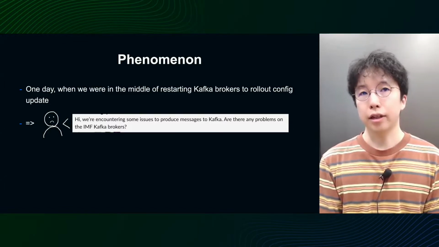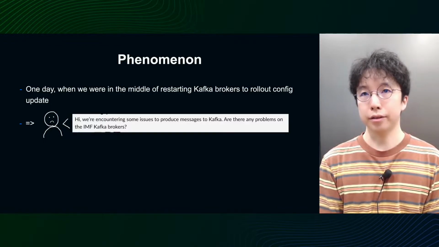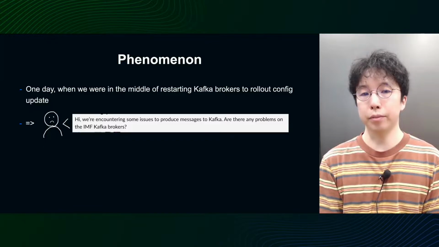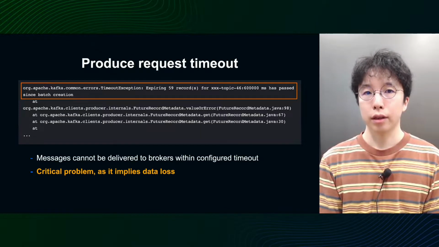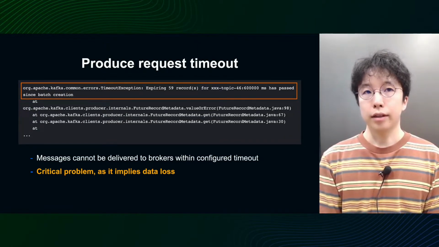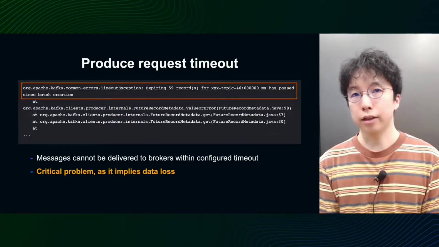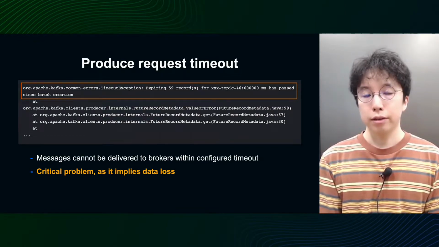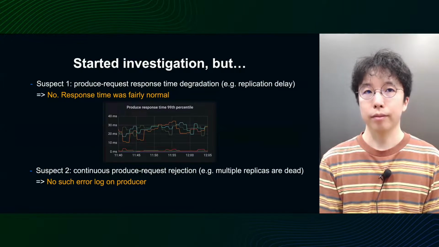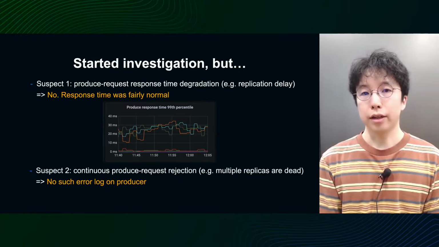One day, we were doing a rolling restart of Kafka brokers to roll out a configuration change. A service developer reported to us, message produce is failing at Kafka. Is there any problem happening? By looking at the logs, we found that the request timed out at the producer. The message was not sent to Kafka during a set timeout period. Unsent data will be lost, so this is a very critical problem. We soon started the investigation.